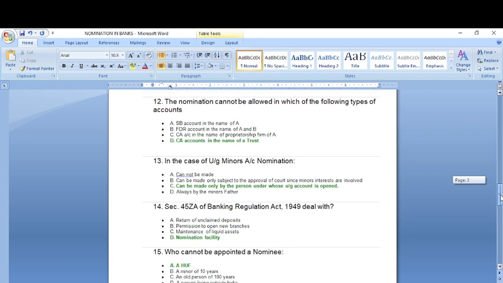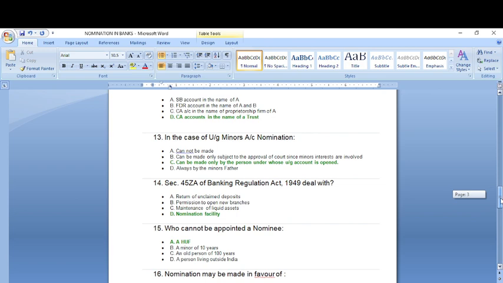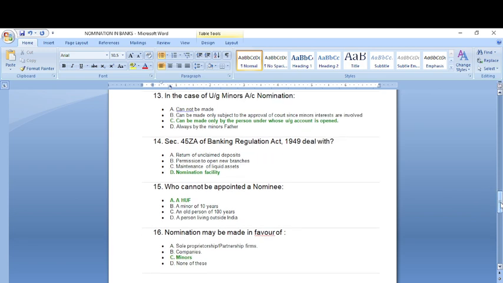The nomination cannot be allowed in which of the following types? The saving bank account, FDR, CA account in proprietorship firm, and accounts in case of a trust. So it cannot be allowed in case of a trust. Otherwise, in individual capacities, in all accounts, it is allowable.